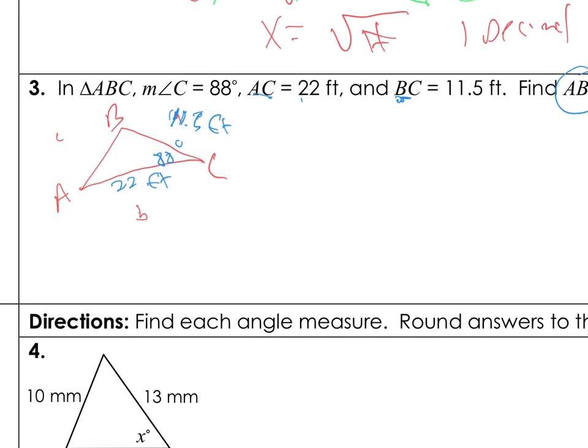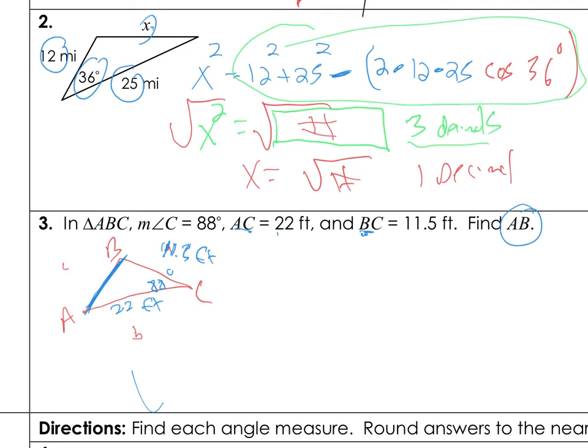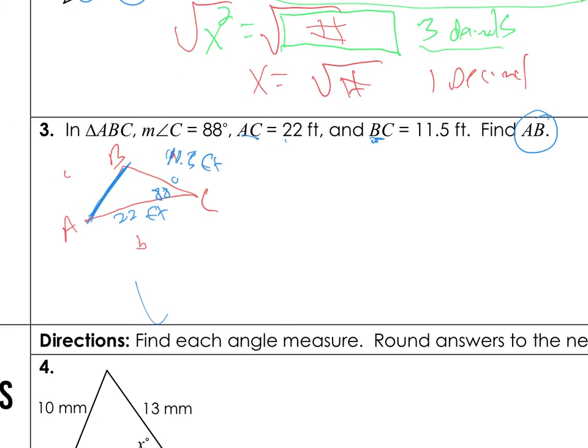Okay. So we're looking for this side, which I can call C. The above problem called it X. Okay? I'm going to leave the letters. Here it goes. I'm looking for side C. So it makes sense to say C squared equals the other two legs squared.